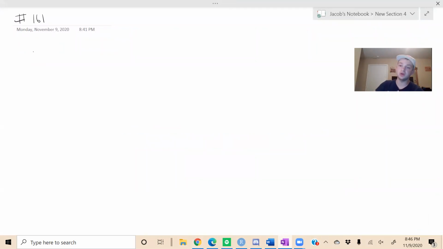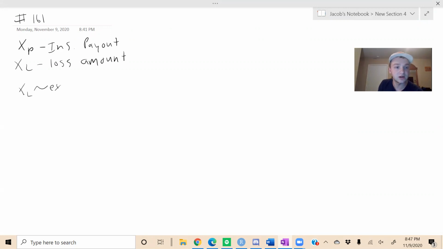The first thing I like to do when I do insurance deductible problems is specify X_P, where X_P is the insurance policy payout, and then X_L is the loss amount. This is the total loss amount. The problem tells us that the loss amount is exponential, so just writing down all the stuff we're given, theta is 2. Now I want to draw out what X_P is. We're told that there's a deductible of 1, and the claim payment caps at 5 for the insurance company.